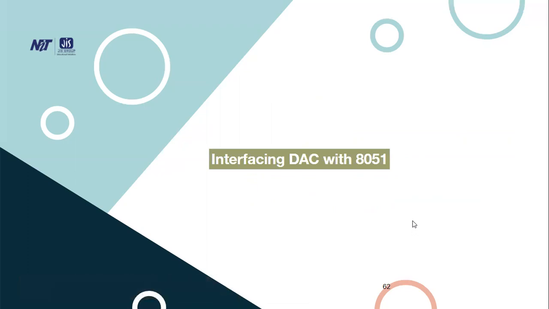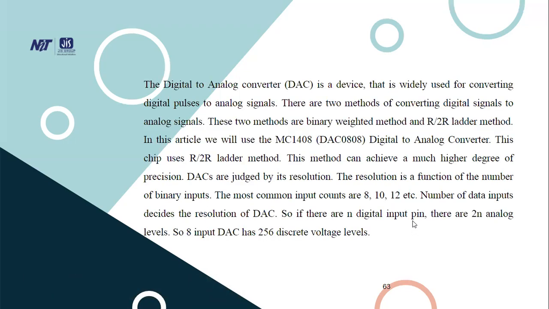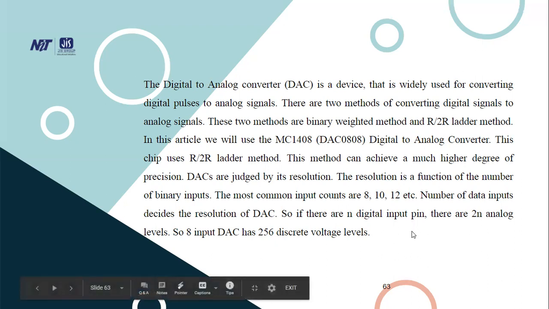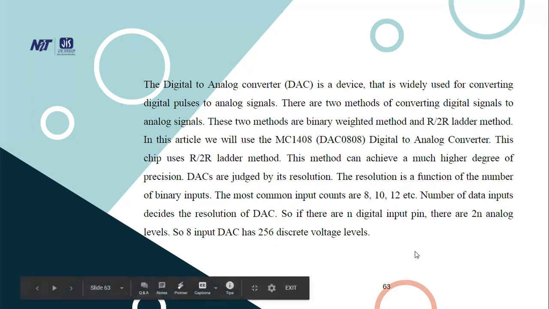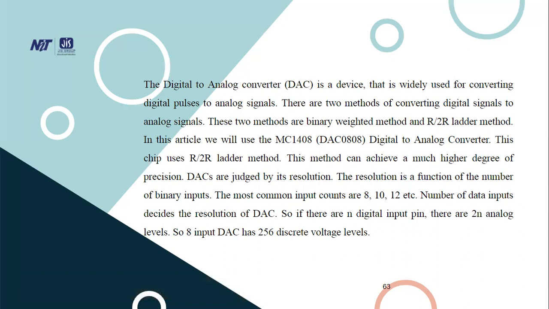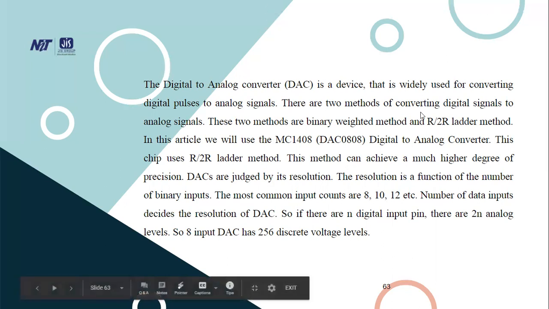Interfacing with DAC with 8051. The digital to analog converter is a device that is widely used for converting digital pulses to analog signals. There are two methods of converting digital signals to analog signals: the binary weighted method and the R/2R ladder method. In this article, we will use the MC1408 or DAC 0808 digital to analog converter. This chip uses the R/2R ladder method.